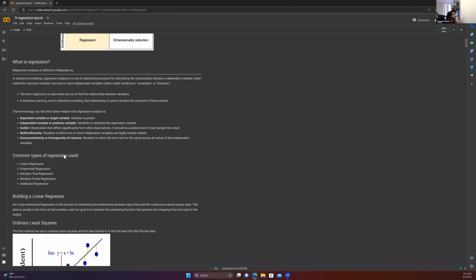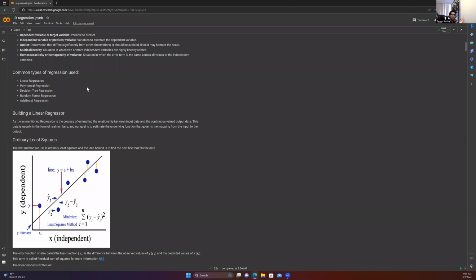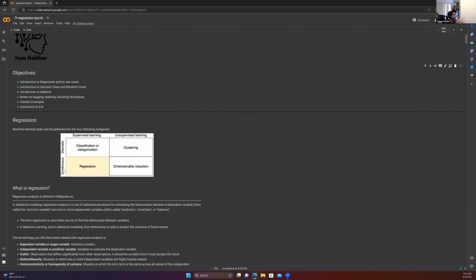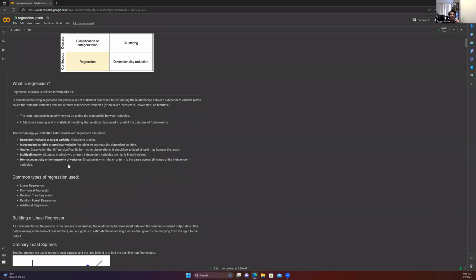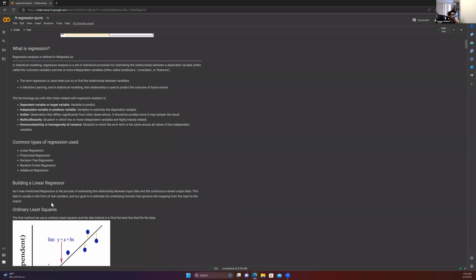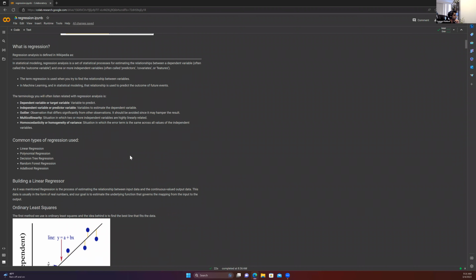And again, we have different types of regression. We talked about how regression goes for continuous variables to predict an outcome of that type. But we have different types of it. We have linear regression, and of course most of you have heard about some of these terms. Polynomial regression, decision tree regression, random forest regression, AdaBoost regression, and some more. In today's session, we talked about these types of regression.